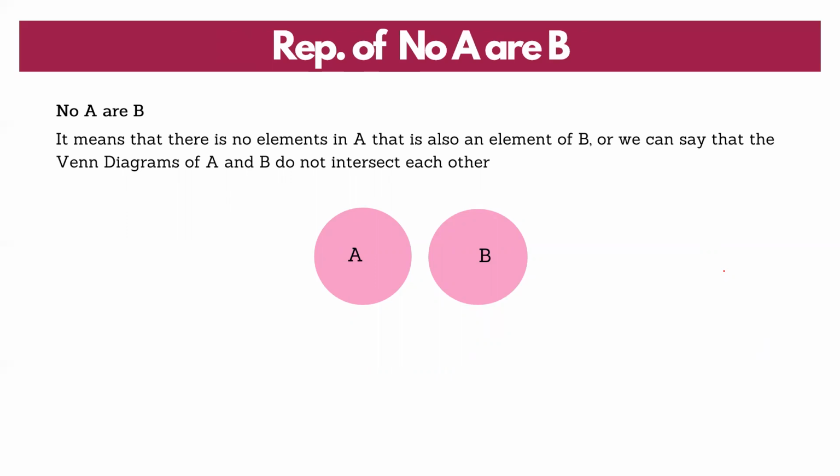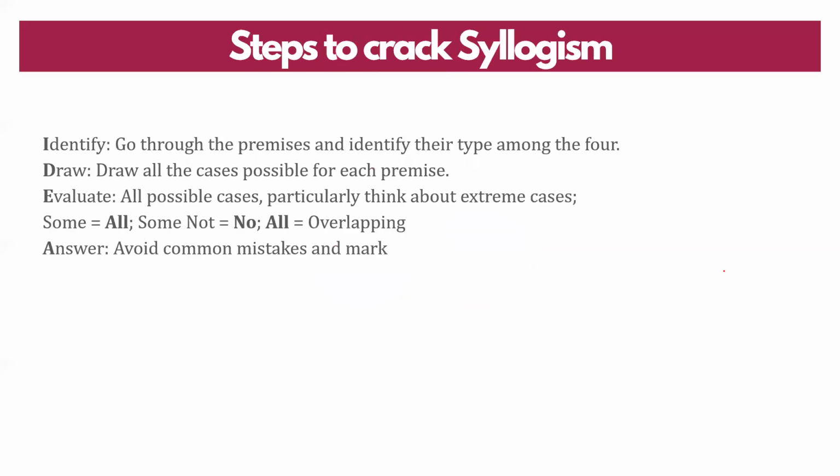So very simple, if you understand this basic concept of some and all. Some means at least one. That is it. No means zero. Just remember these words. Now, what are the steps to crack syllogism? I'm calling it IDEA. I stands for identify. Go through the premises and identify their type among the four: all, some A are B, some A are not B, no A are B. D is draw all the cases possible for each premise. I think you don't need to draw all the cases, but if the question becomes difficult, if there are multiple cases, you can think. E is evaluate all possible cases, particularly think about the extreme cases.